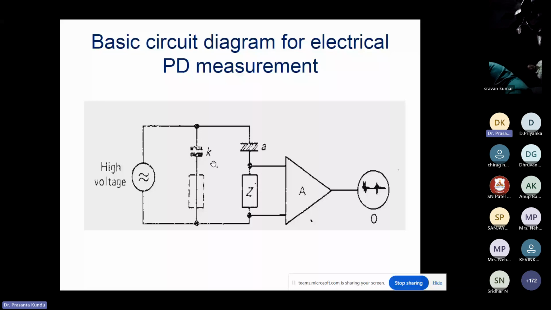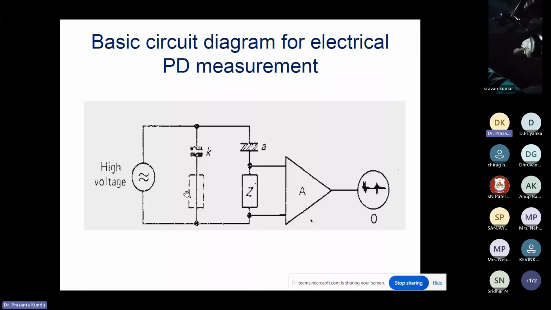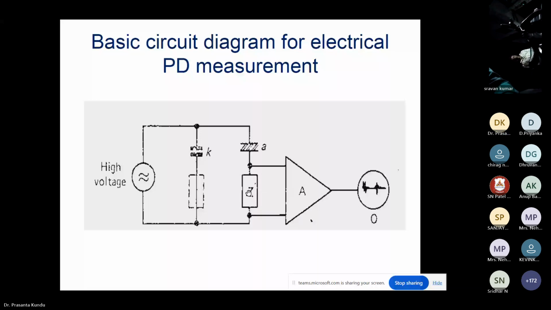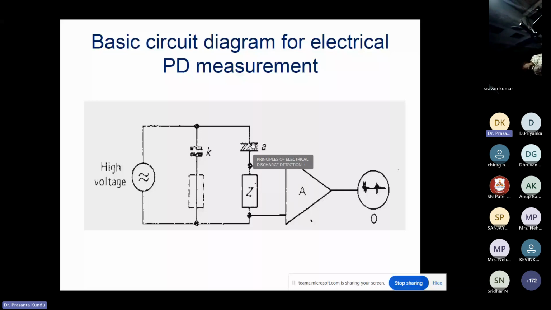K is called the coupling capacitor. It is an external capacitor, separate from the A capacitor. A is modeled as the sample. This A includes the ABC; all these three parameters are part of this A. K is a separate one, the coupling capacitor. Z indicates the quadrupole or the matching impedance, the measuring impedance. This dotted box is also a position of the Z. Z can either be placed in series with the sample or test object, or in series with the coupling capacitor.